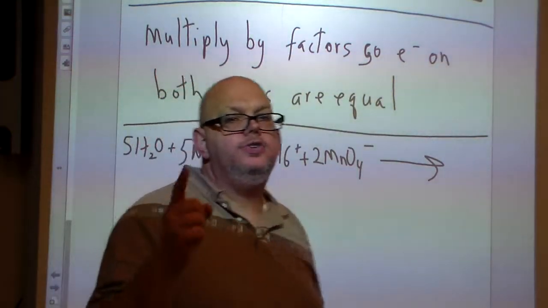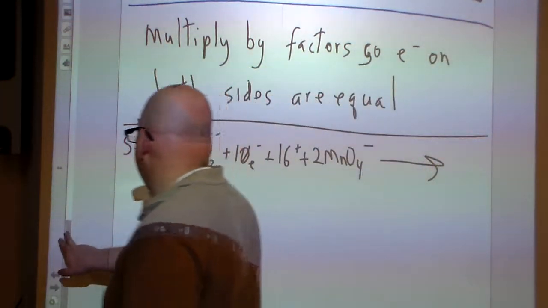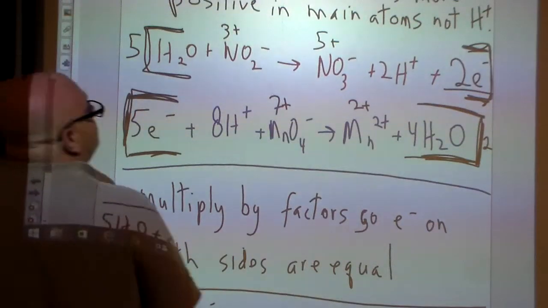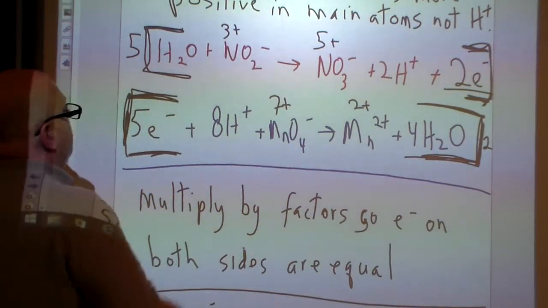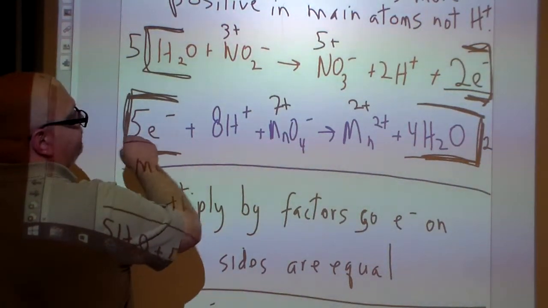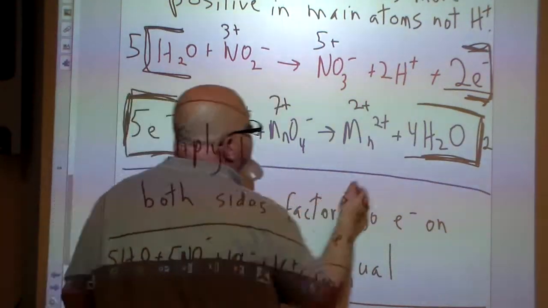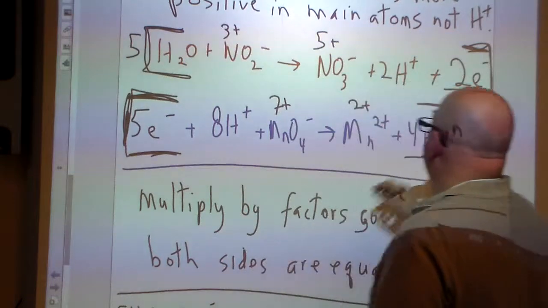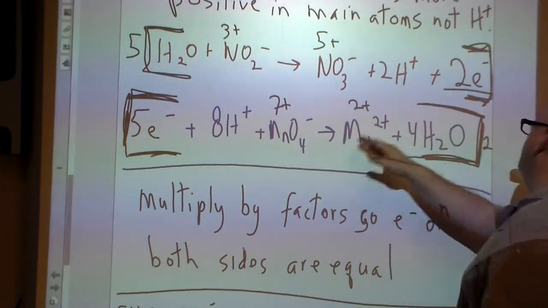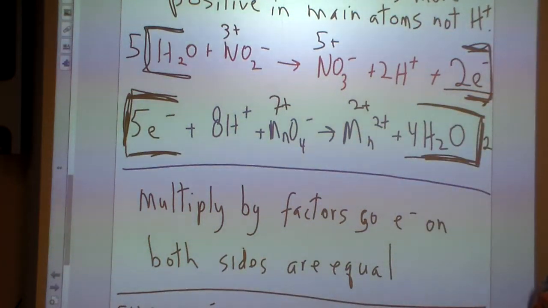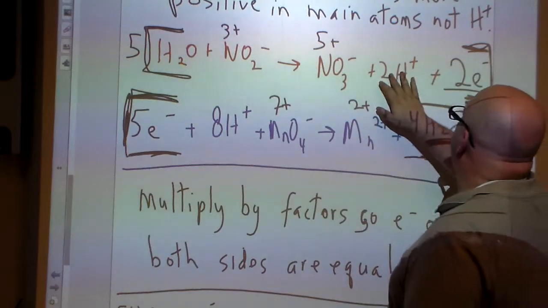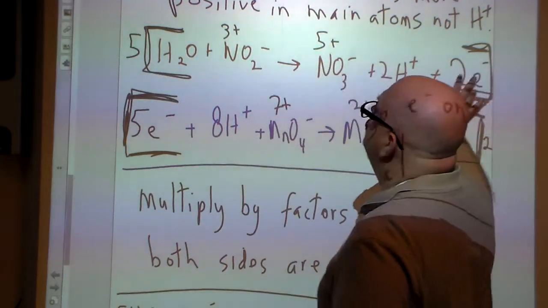Remember, you're combining the two half reactions together. So you have the two. You are multiplying 2 times 8, that's 16. 2 times 5 is 10. 2 times 1, 2 times 1, 2 times 4. Just like here, 2 times 2, 2 times 1, 2 times 1.